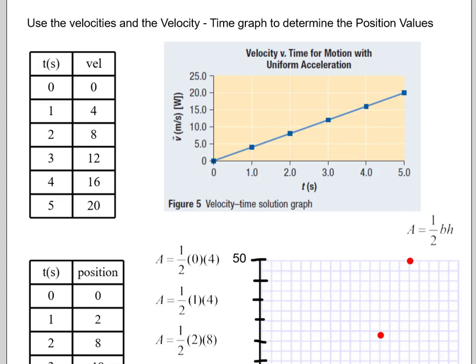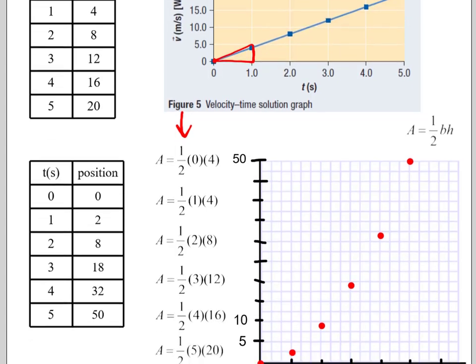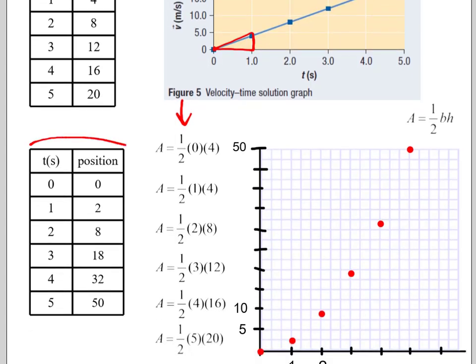So here's the velocities. I just reproduced it again so it's all on one page. If we go in here and we find the area at that location, it would be 0. If I find the area here of the first triangle, that would be 4 times 1 divided by 2. Okay, and I've done all of those calculations right here for you. We would generate a new position time table. Okay, and then we can plot those points.